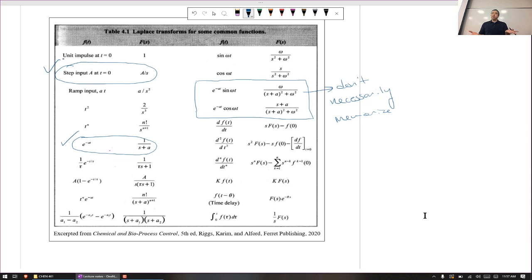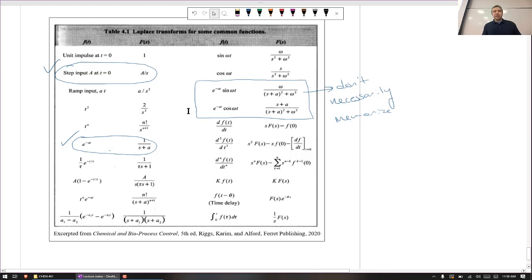And the reason why the step input pops up a lot is because a lot of times in this class, the way that the problems will run is you'll have some unit operation that's at steady state, and then at time t equals 0, something suddenly changes from one value to another. That would be a step input. And so you'll need to do a Laplace transform of the step input, which would give you some constant over s.